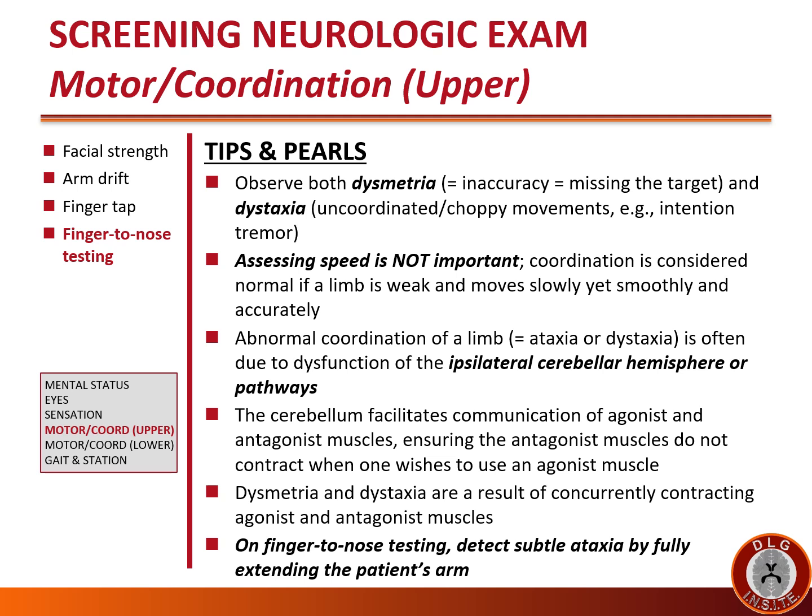Abnormal coordination of a limb, with ataxia or dystaxia, is often due to dysfunction of the ipsilateral cerebellar hemisphere or pathways. The cerebellum facilitates communication of agonist and antagonist muscles, ensuring the antagonist muscles do not contract when one wishes to use an agonist muscle. Dysmetria and dystaxia are a result of concurrently contracting agonist and antagonist muscles. On finger-to-nose testing, detect subtle ataxia by fully extending the patient's arm.